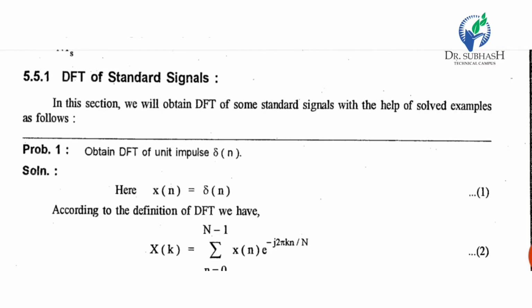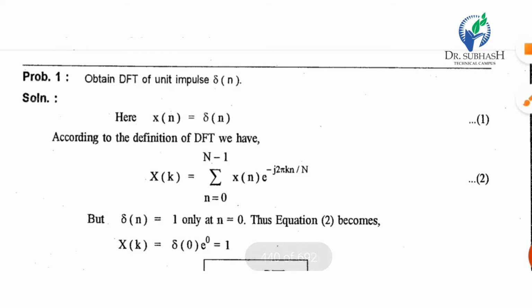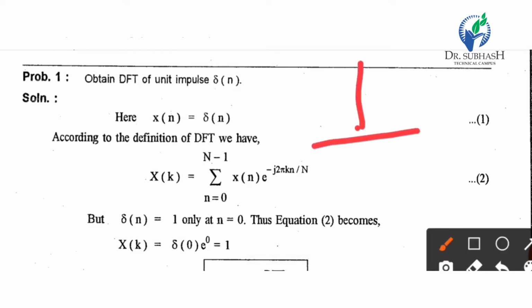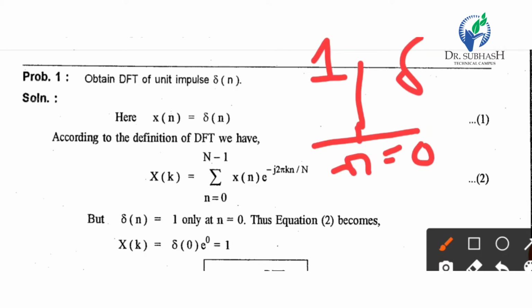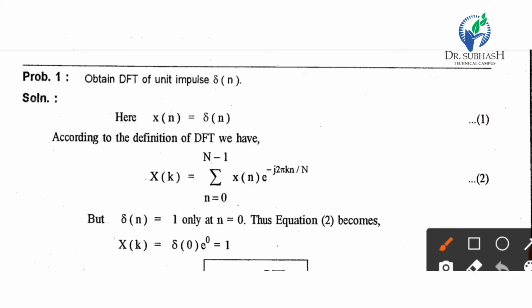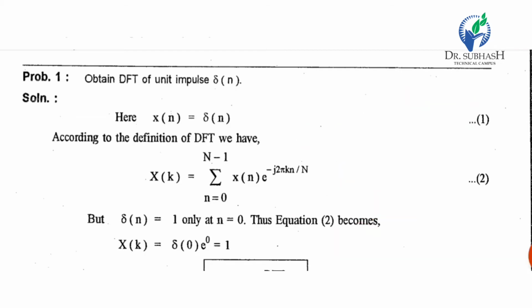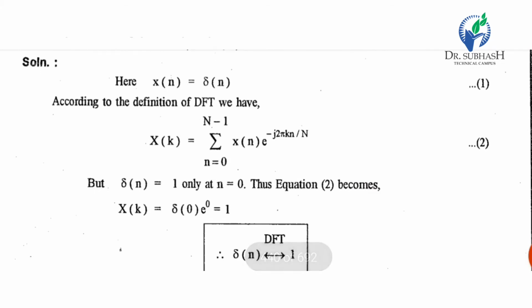So, obtain the DFT of the unit impulse delta n. Let me draw it. Only n equal to 0 and amplitude is 1. This is called delta n. Let me draw again. So here n equal to 0, amplitude equal to 1. So this signal is delta n. Obtain the DFT of the unit impulse, so x of n equal to delta n.